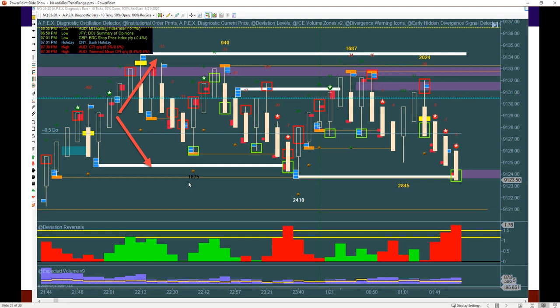Now, this one gets a little trickier, doesn't it? We've got a mini magnet up top and a mini magnet on the bottom. This first one right here, we've got a trapped exhaustion box going up. Now we'd be entering right at just above the NQ wall. Do we have 10 ticks of room to get up to this level here?